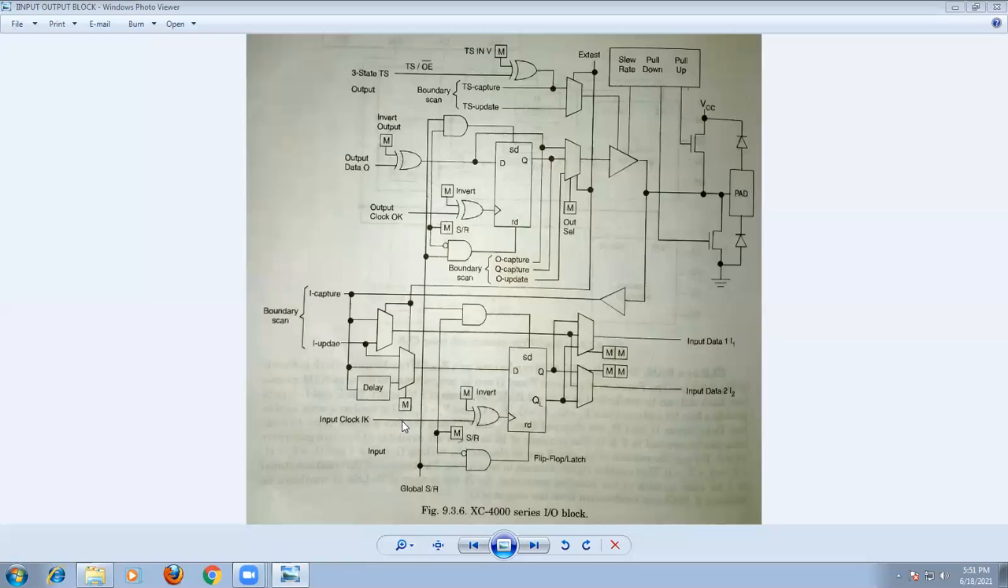That is about the Xilinx IOB of the Xilinx 4000K series. So in the next class, we can go to the Altera 10,000 series FPGA.